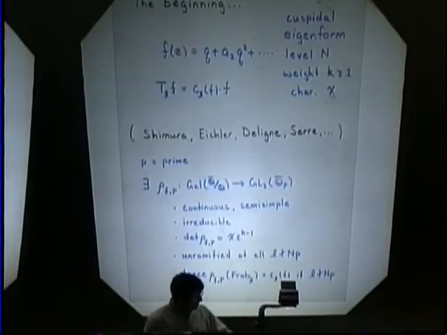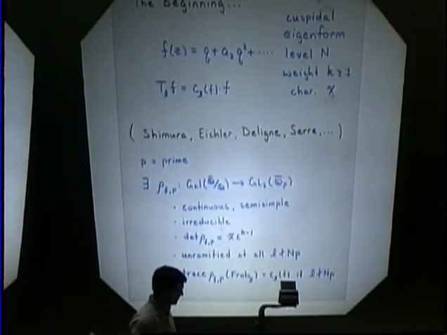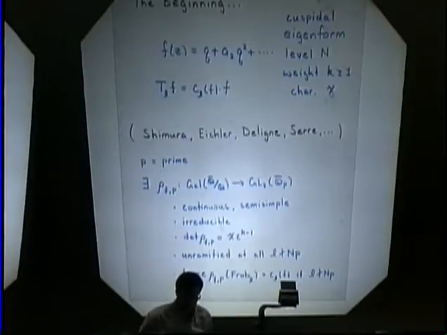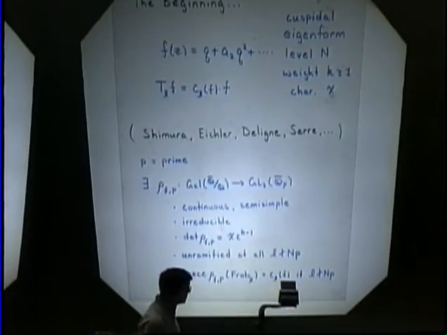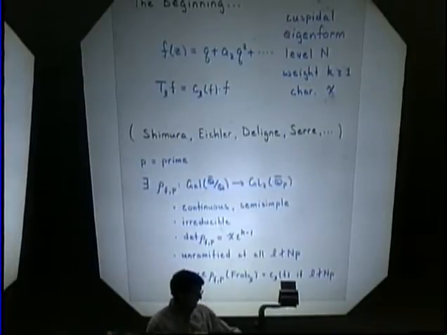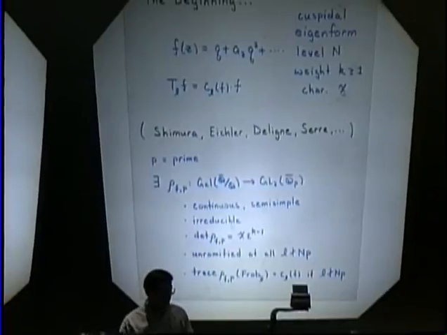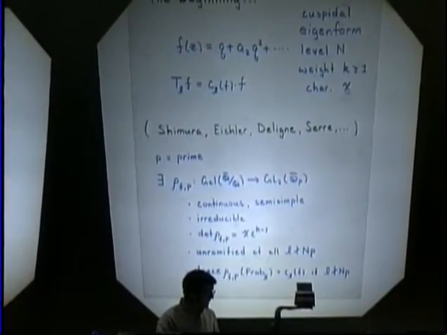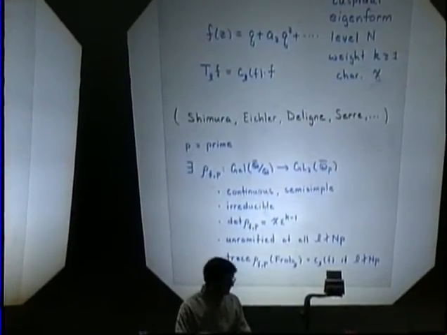and others. If we fix a prime p, then there exists a two-dimensional representation, denoted here rho_{F,p}, of the absolute Galois group of Q into GL2 of Q_p bar, the algebraic closure of the p-adics. And this representation has some remarkable properties. First of all, to be reasonable, it should be continuous, say semi-simple. Since we're dealing with cuspidal eigenforms, it turns out to have irreducible image.